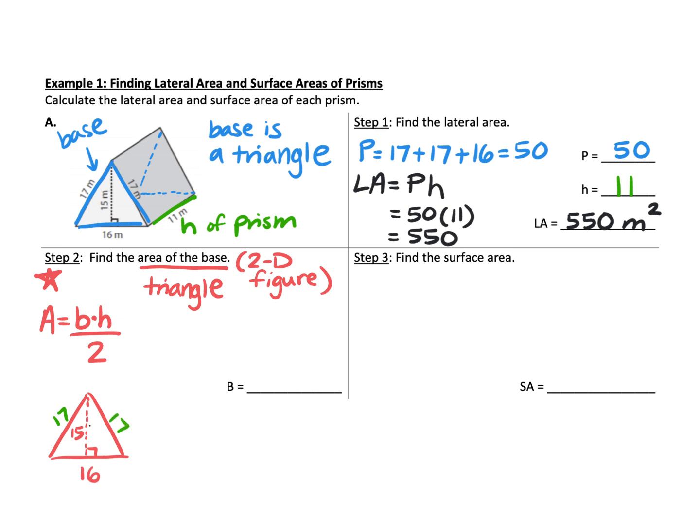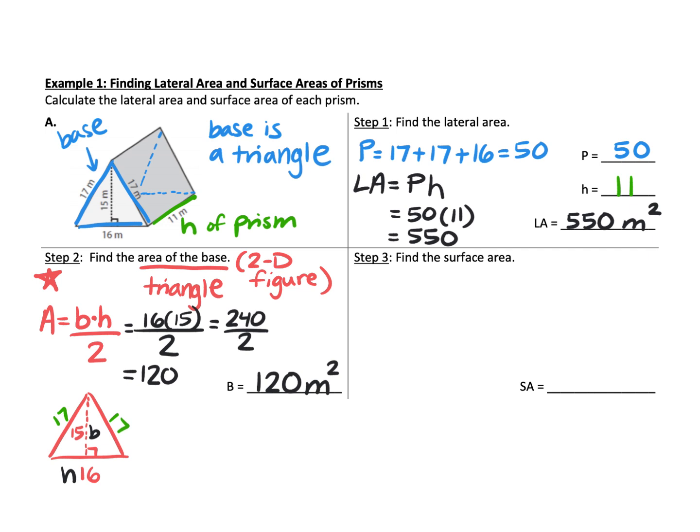The area is just base times height divided by 2. Okay, so the base of our triangle is 16, the height is 15, and then I'm going to divide that by 2. So we'll grab a calculator, take 16 times 15, that's 240, divide it by 2, and 240 divided by 2 is 120. So the area of the triangular base is 120 square meters.